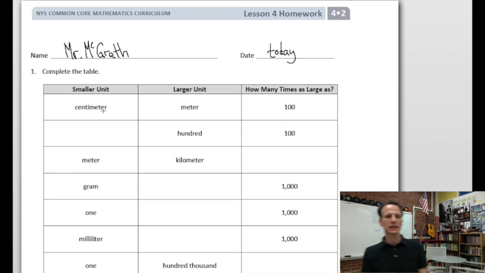All right, let's take a look at this table, which we are to complete per the instructions. We have a smaller unit, a larger unit, and then we're asked how many times as large as. So to read this sort of as a sentence, a centimeter is a smaller unit, meter is the larger unit, and a meter is 100 times larger than a centimeter, which is also to say that a centimeter is 1/100th of a meter, just as 1 cent is 1/100th of a dollar, right?